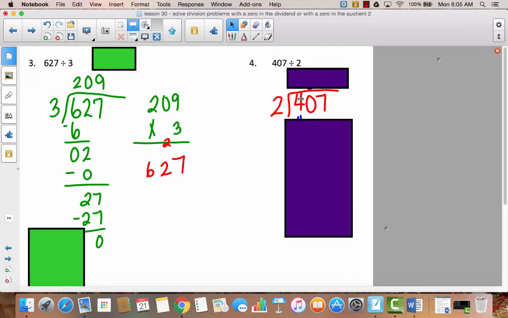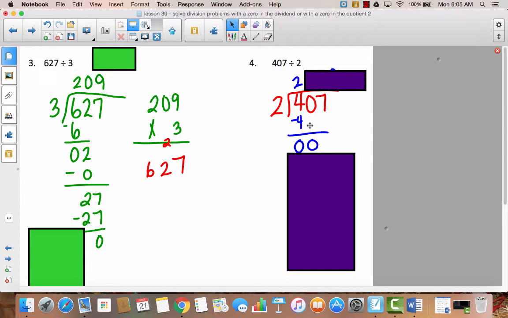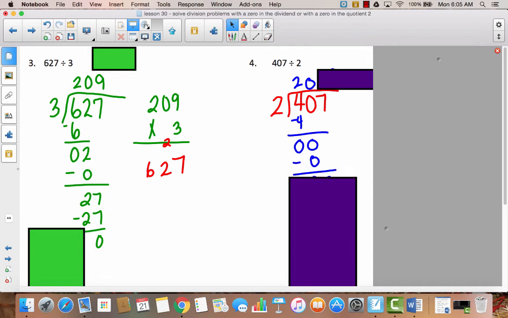So I had 4 hundreds, and I divided them by 2, and that put 2 hundreds in each group, and 2 times 2 was 4, so I had no hundreds left over. When I tried to divide my tens, I had no tens. So because I had no tens, I had to put a 0 in the tens place. So then I was ready to subtract 0. When I was ready to bring down my 7 ones, then I could divide again.